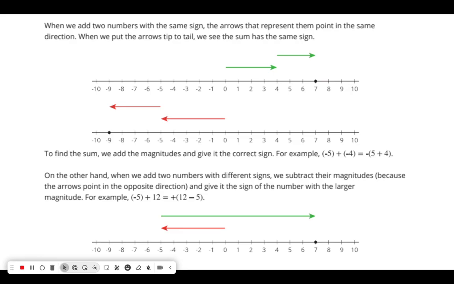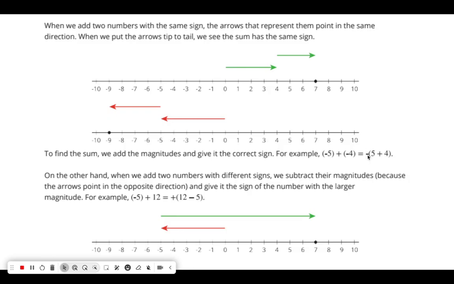So when we add two numbers with the same sign, the arrows that represent them point in the same direction. We will put the arrows tip to tail, and we will say the sum has the same sign. We've talked about that in the last lesson. You start with 0, you go to 4, you add 3 more, you get to 7. You start with 0, you go to -5, you add -4 more, you get to -9. To find the sum, we add the magnitudes and we give the correct sign. For example, -5 plus -4 is 5 plus 4, and it's negative.